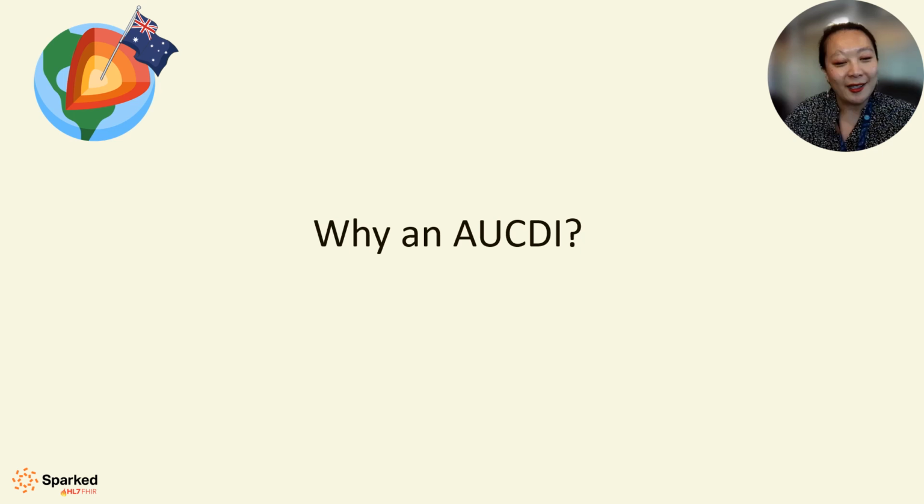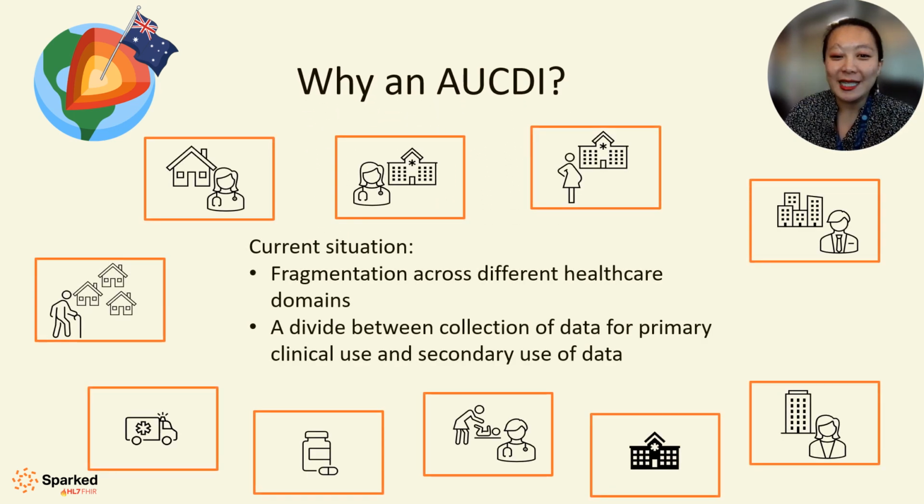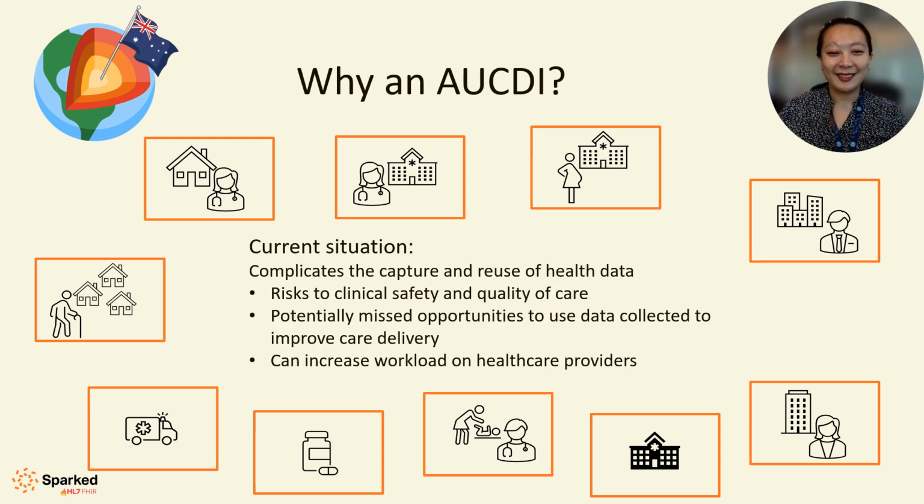So why an AUCDI? The Australian health IT landscape is currently characterised by isolated health information systems, often confined within single clinics or organisations. There is a fragmentation across primary, acute and tertiary care sectors, and there is often a divide between collection of data for primary clinical use purposes and secondary data use. This fragmentation complicates the capture and reuse of health data. Data captured in one system often cannot be efficiently or accurately reused in another, leading to redundant data entry and potential inconsistencies in electronic health records.